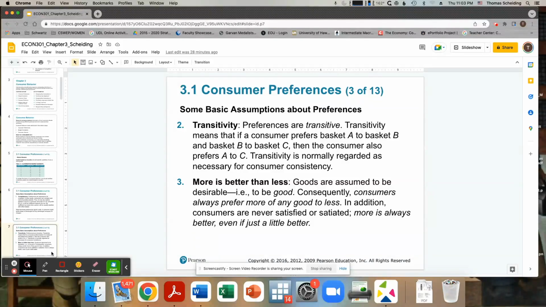And then the third assumption would be more is better than less. Or to be more formal, we could say that there's non-satiation, meaning that more is always better. So if a bundle has more of both goods, then it must be preferred.